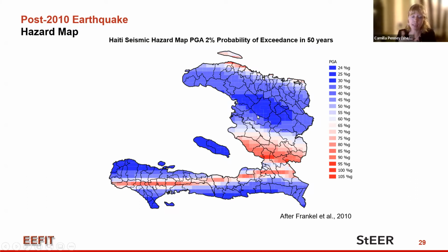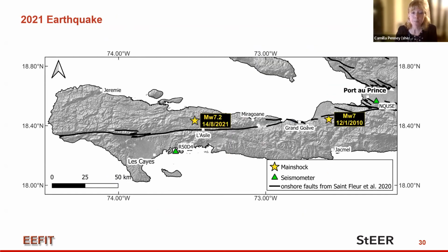And this is showing that even in the 1 in 2,500 year earthquake, we're not really accounting for the possibility of that compression occurring off fault. So an important question is, is this the right way of understanding the hazard in southern Haiti? And this brings us to the 2021 earthquake on the next slide.